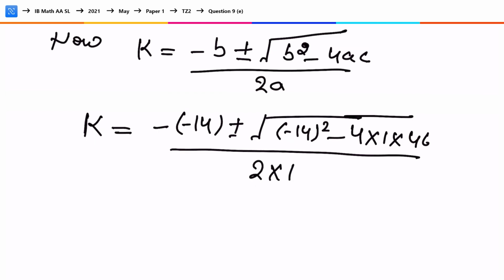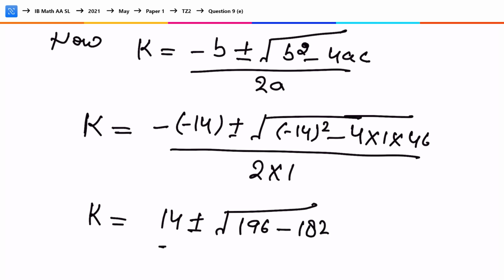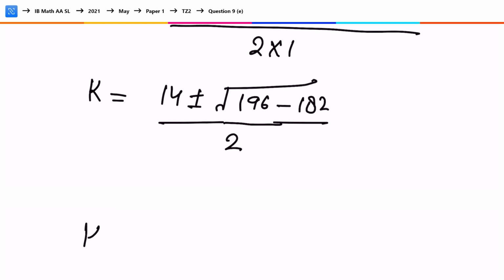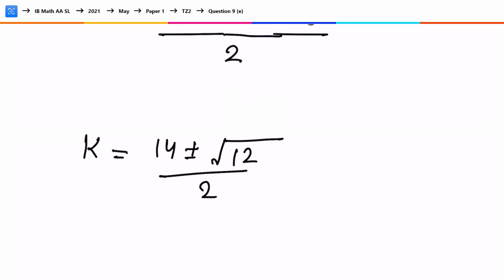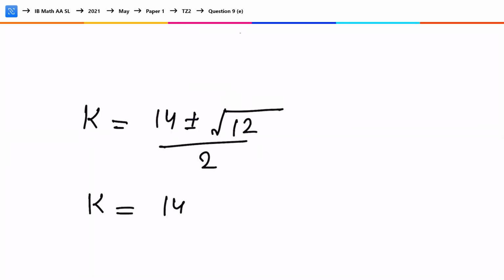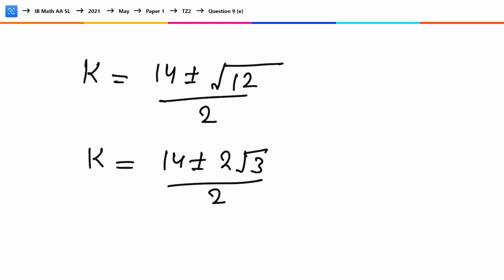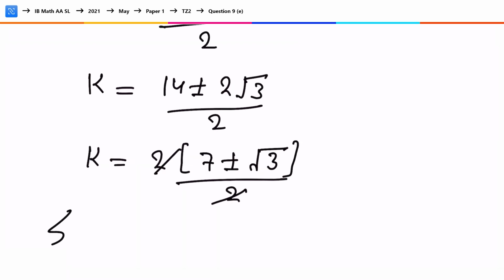This simplifies to k equals 14 plus or minus the square root of 196 minus 184, divided by 2. Further simplifying, k equals 14 plus or minus the square root of 12, divided by 2, which simplifies to k equals 14 plus or minus 2 times the square root of 3, divided by 2. K is equal to 7 plus or minus the square root of 3. Finally, k equals 7 plus or minus the square root of 3. This is our final answer.